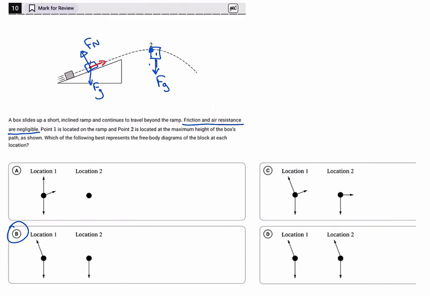So A and C are definitely not correct. And actually A is not correct because the direction of the normal force is not straight up, but it is sideways, forming 90 degrees with the inclined plane. And also in location 2, the only force is the force of gravity, so diagram D, the combination D, is definitely wrong.